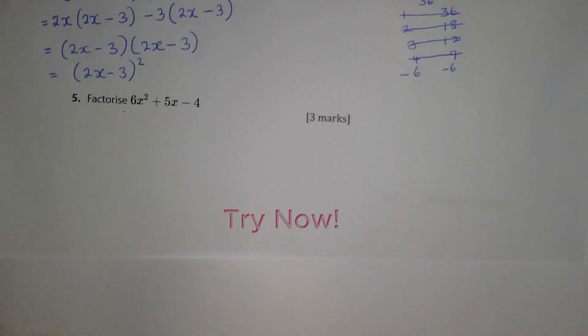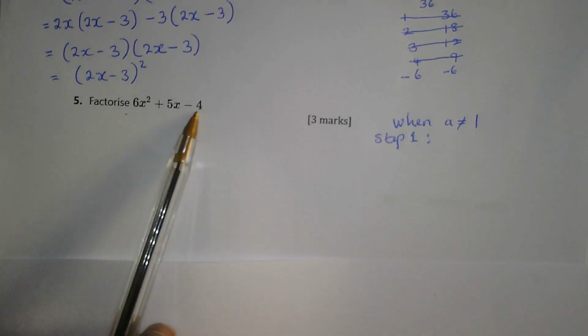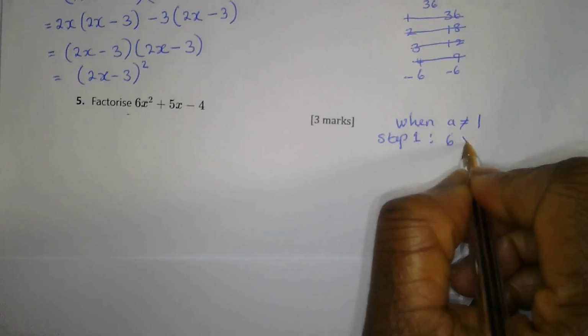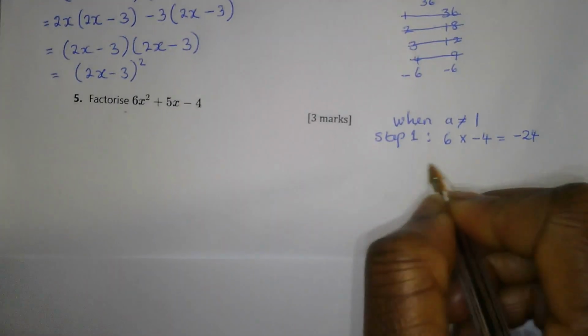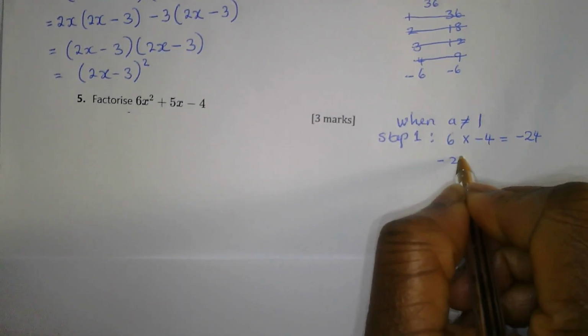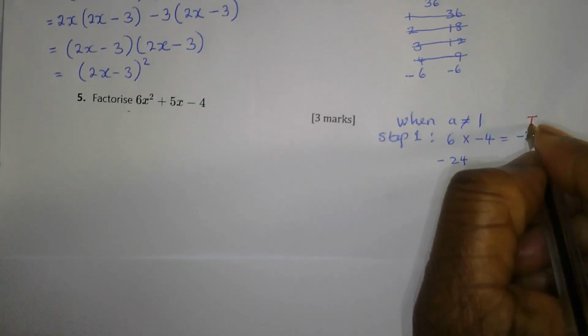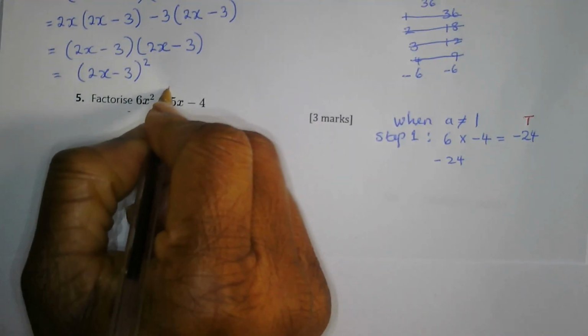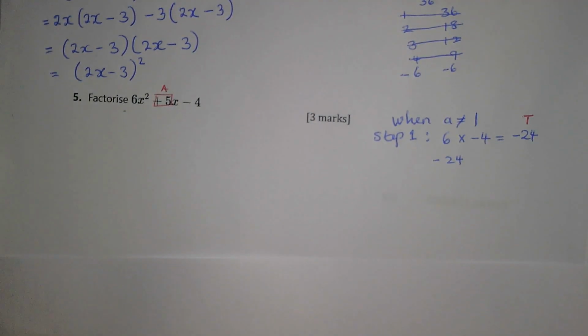Question 5. Factorize 6x squared plus 5x minus 4. Step 1. Take the coefficient of x squared and multiply it by negative 4. 6 times negative 4, which is negative 24. We need to think about two numbers that when we multiply together, we get negative 24, and when we add them together, we get positive 5. Let's start with positive 24, and then we would add the negative sign after.